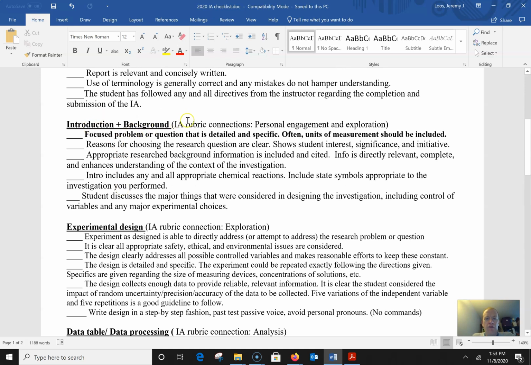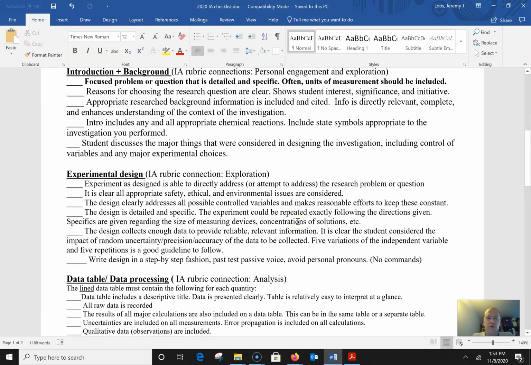So I've broken this down into different categories, and again, the IA is graded holistically, so things don't necessarily have to fit into certain slots, but you're going to have some kind of introduction and background, and this is mainly going to be personal engagement and exploration. You need a focused problem or question that should have units of measurement if possible. Why did you choose doing this? Student shows interest, significance, initiative.